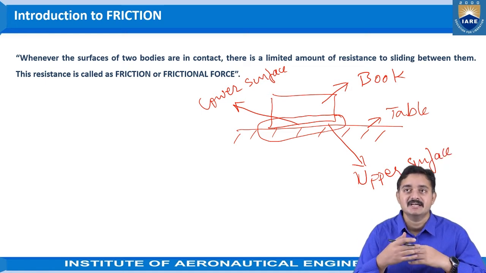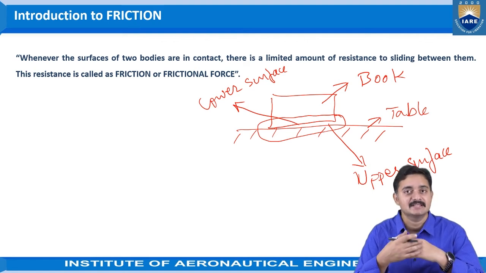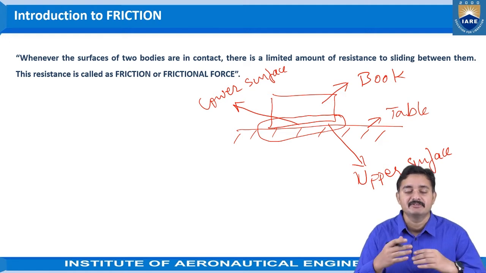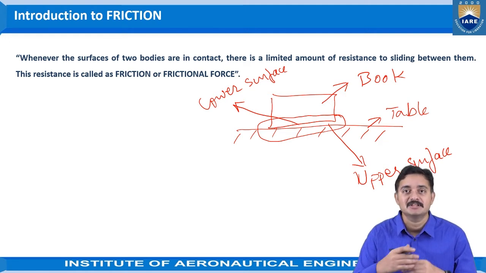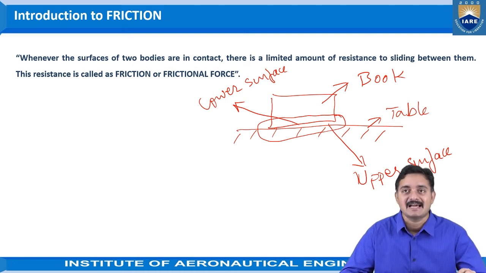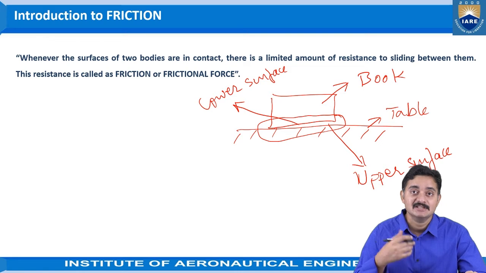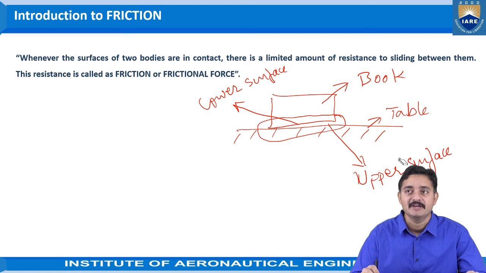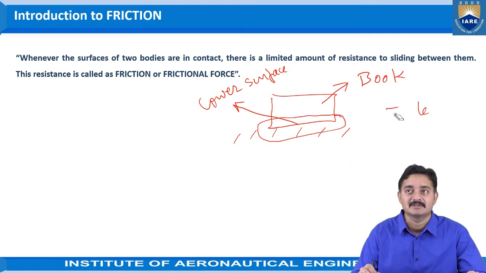If we try to move the bodies in contact, whether the table or the book, we need to apply some force for the movement of the book on the table. That restriction which is happening, and which makes us apply some force onto the book for the movement, is termed friction. Friction is a phenomenon which is required in some cases and not required in some cases.